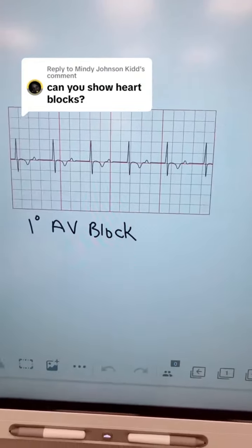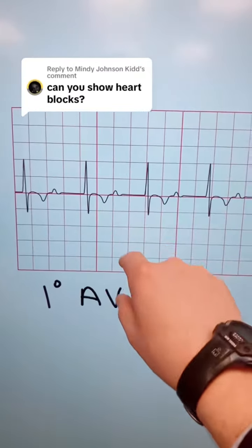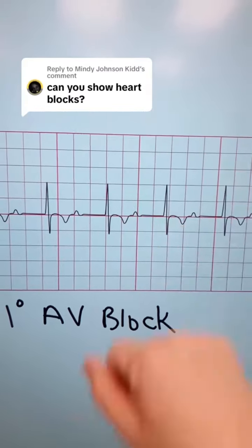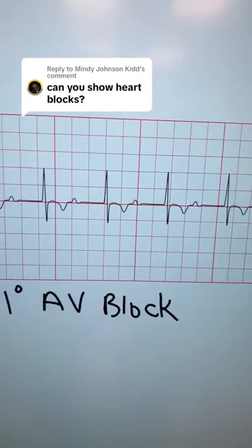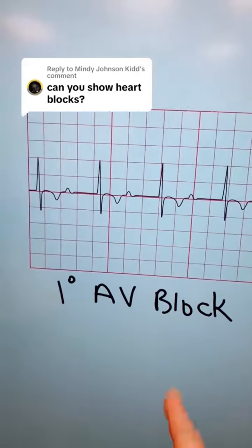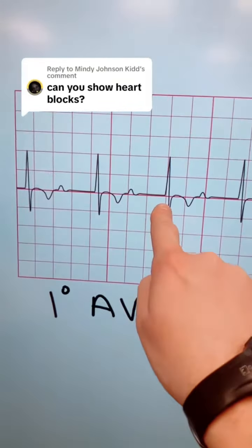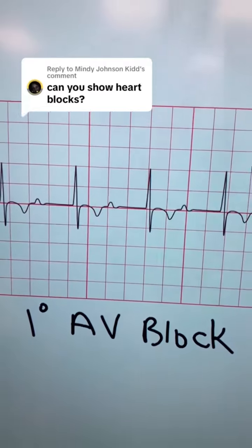First, let's look at the first degree AV block. What you can see in this rhythm is you've got a P wave, a QRS, and a weird looking T wave. Ignore that for right now. So this would still be considered a sinus rhythm, even though there is an AV block. A first degree AV block is when your PR interval is greater than 0.20.